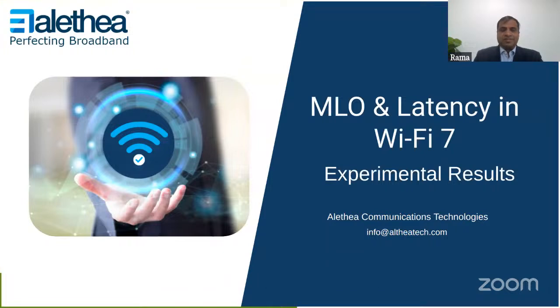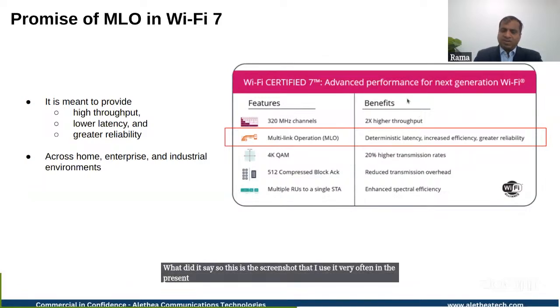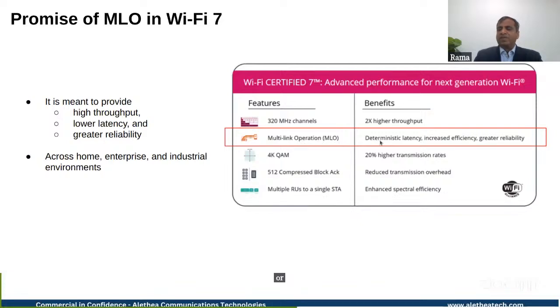So let's start with the main thing that we are going to discuss, which is the multi-link operation, or MLO for short. This was the promise of MLO in Wi-Fi 7. What did it say? So this is the screenshot that I use very often in the presentations, and this is from the Wi-Fi Alliance brochure. And it says multi-link operation, or MLO. The benefit is deterministic latency, increased efficiency, and greater reliability.